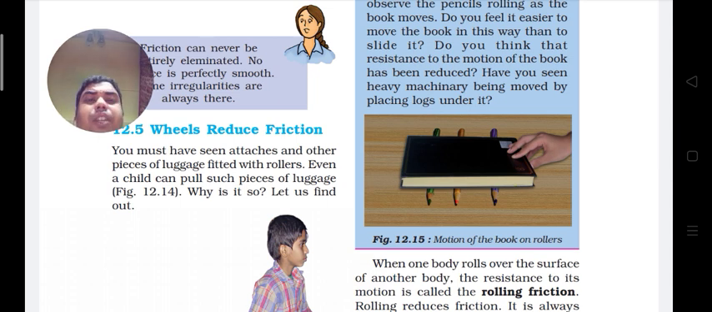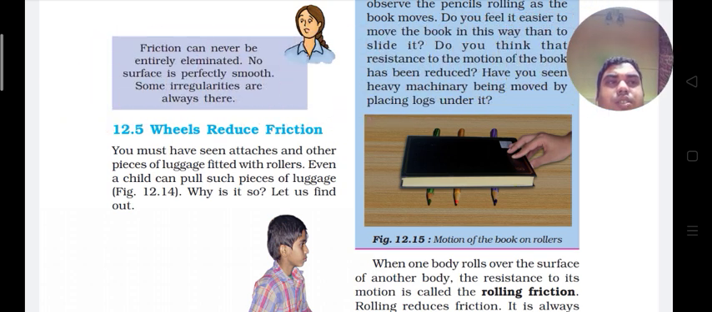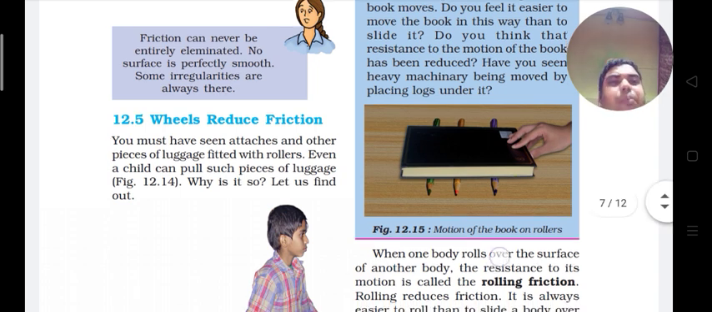Today we will continue the friction chapter. Sorry, students. The previous day I forgot to explain the topic, wheels reduce friction. So today we are going to discuss how wheels reduce friction. Actually, friction can be reduced by using wheels to move objects.